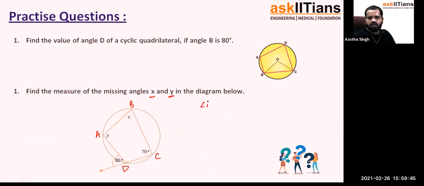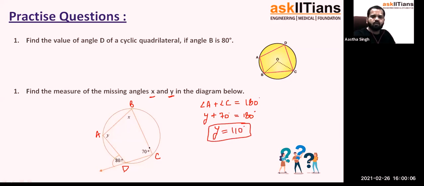You know, angle A plus angle C will be equal to how much? 180 degrees. What is angle A? Angle A is y. What is angle C? Angle C is 70 degrees. So your y will be equal to 180 minus 70, that is 110. I think you all have got the point.